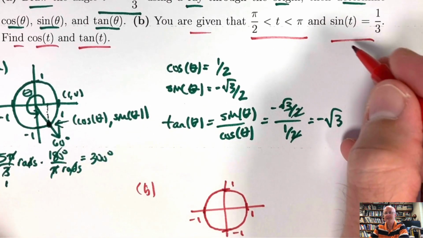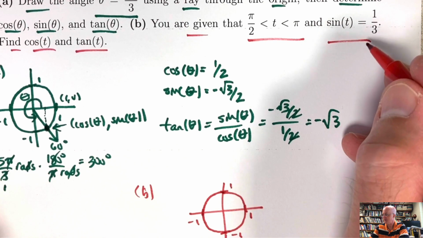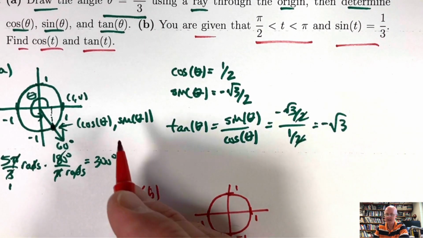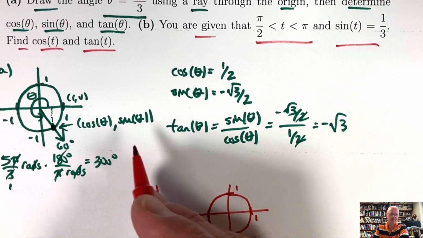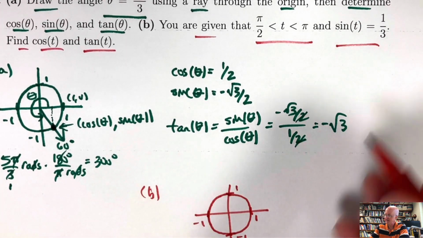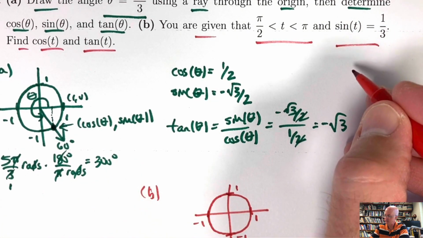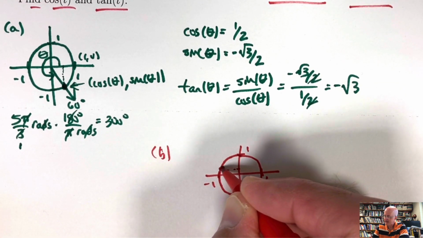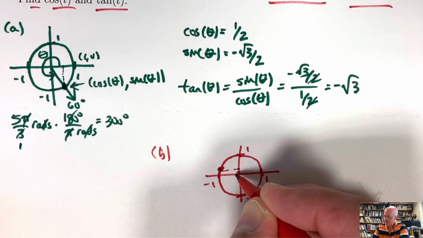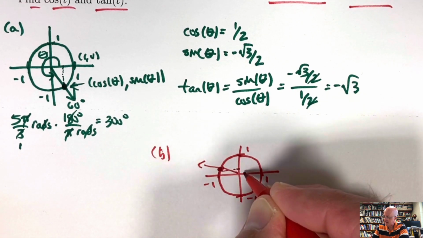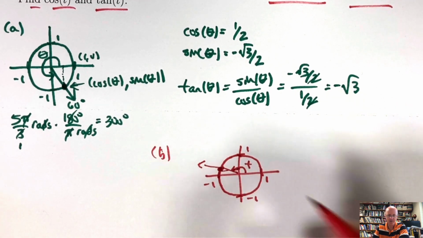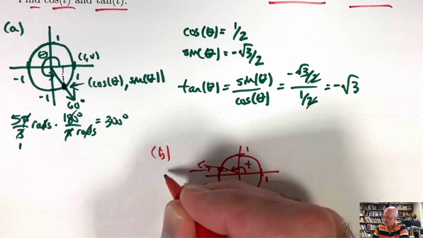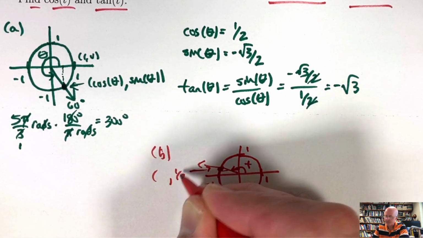You're told its sine of t, its value, is 1/3, positive 1/3. So again, remember, sine is the second coordinate. It doesn't matter whether you call the angle theta or t. Sine of t is the second coordinate of the stopping point. 1/3 is 1/3 of the way to 1. The point's got to be right about there. The angle's got to be about, if you think of t as an angle, it's going to be about that big right there. Okay? So the second coordinate of that point is 1/3.